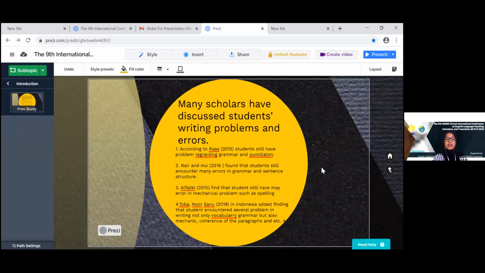Toba and Nur and Sanu in 2019 in Indonesia added that students encounter several problems in writing, not only vocabulary, grammar, but also mechanic, coherence, and paragraphs.